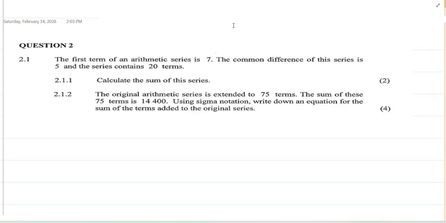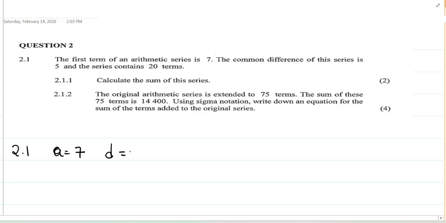Now question 2.1 says the first term of an arithmetic series is 7, the common difference of the series is 5, and the series contains 20 terms. Now, to make our equation simple for us, let us first start by writing down the details. Let us gather our data. They say the first term. This means that A is 7. The common difference, D, is 5. And the number of terms, the series contains 20 terms, meaning that N is 20. This is where we start.